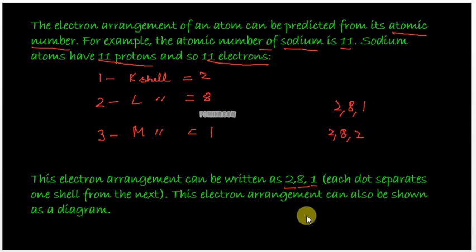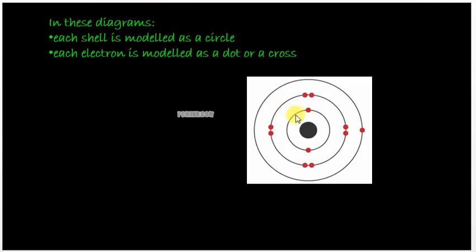This electron arrangement can also be represented as an electron dot diagram. Let's see how you represent it in a diagram. In the middle, we have shown the nucleus. The first 2 electrons go to the first shell. This is your first shell. Then in the second shell, you have 8 electrons, shown with these red dots. That's the second shell, and the single electron lies in the third shell, the outermost shell.